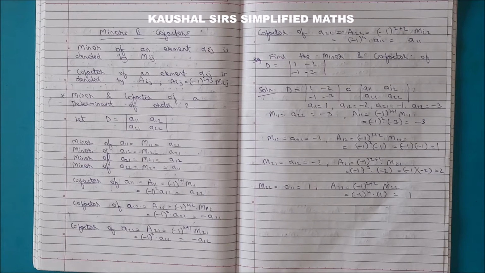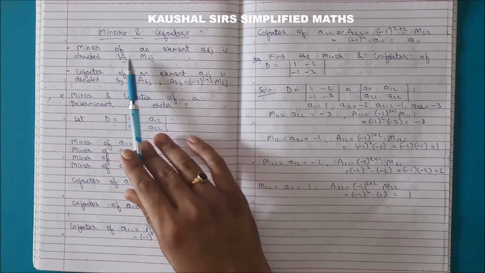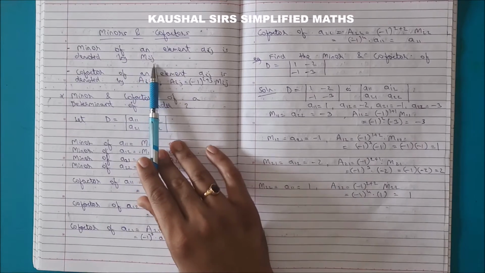Today we are going to start exercise 4.4, in which we are going to study how to find minors and cofactors of elements. Okay, so let's begin. Now let us first see what is minor of an element. Minor of an element Aij is denoted by capital Mij.